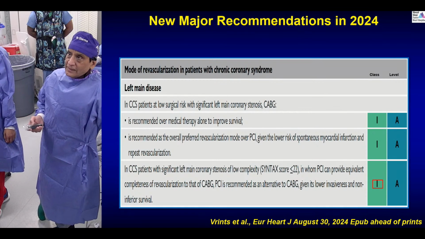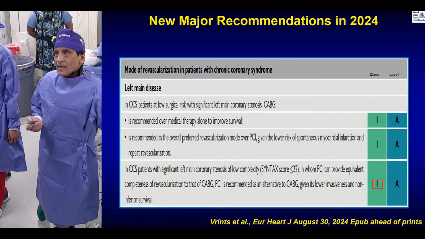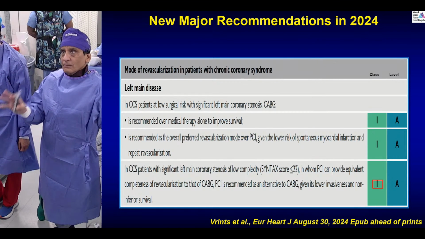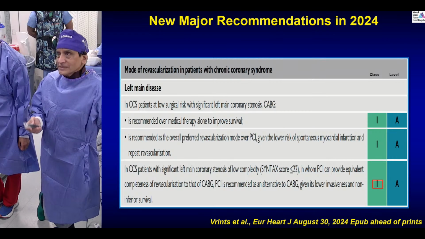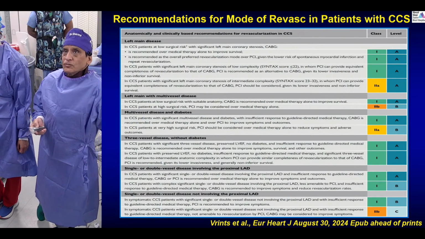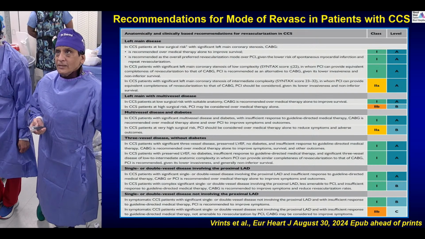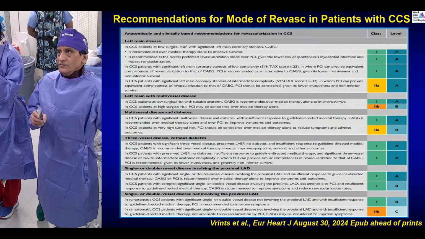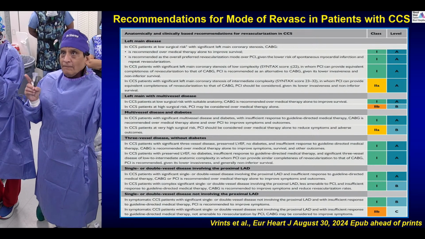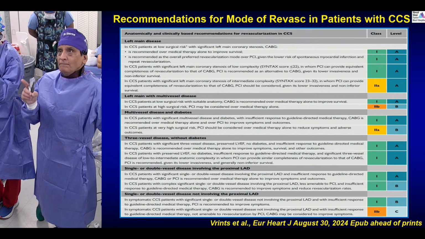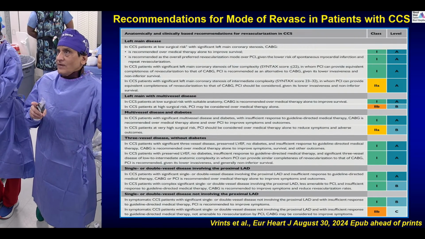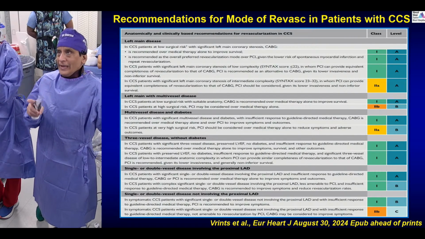below. But you know that in the EXCEL trial it was 32, but since there was some question about higher mortality at 5 years, the authors here, I would say rightly so, kept it for the low syntax score patient. Higher syntax score still remains the same, but more importantly, if you have intermediate severity, that is a 2A, in whom PCI can provide equivalent completeness of revascularization as CABG, PCI should be considered given its lower invasiveness and non-inferior survival. So they made that a 2A indication.